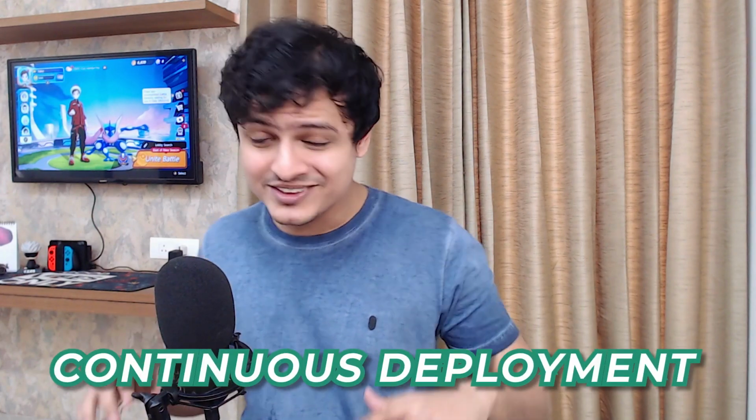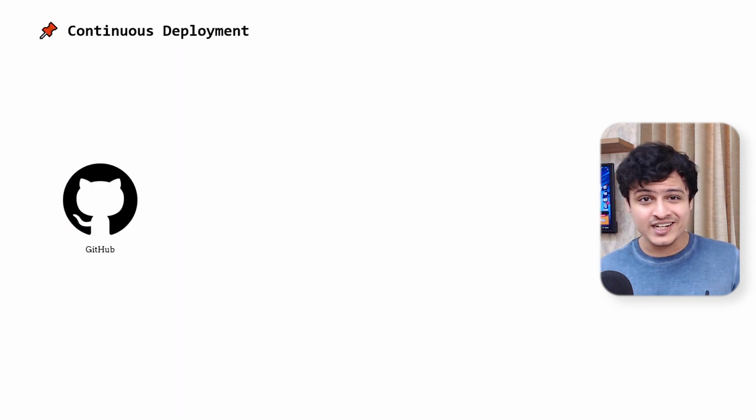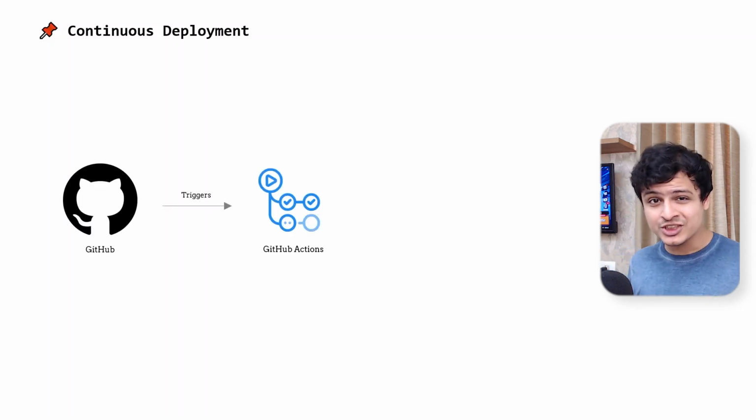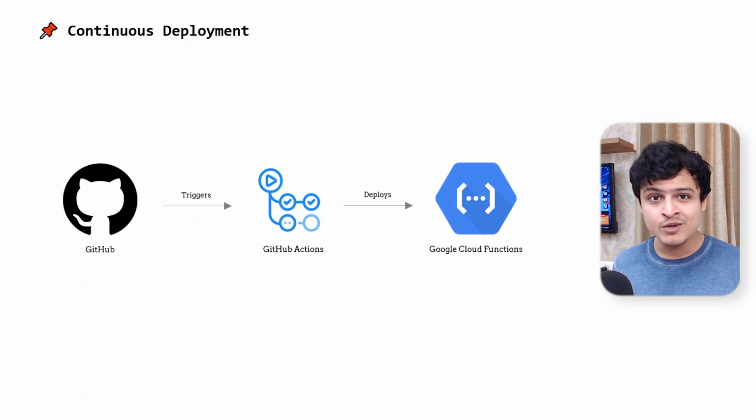And the best way to do that is by implementing continuous deployments. Here's what I wanted to do. Whenever I push my code to GitHub, I wanted to invoke a GitHub Actions job which could redeploy my function. All I need to do is make a YAML file. Easy peasy, lemon squeezy.